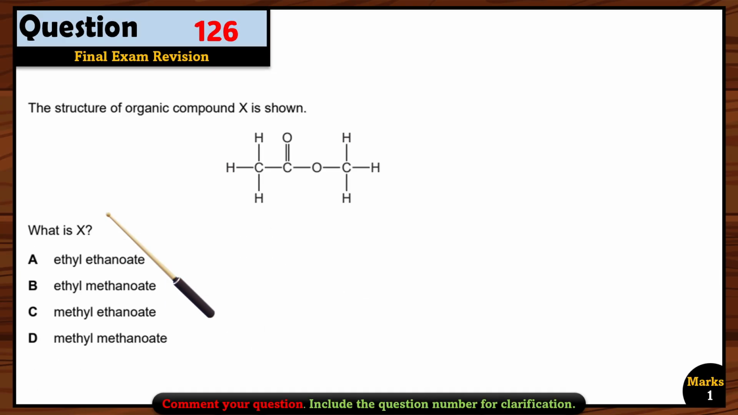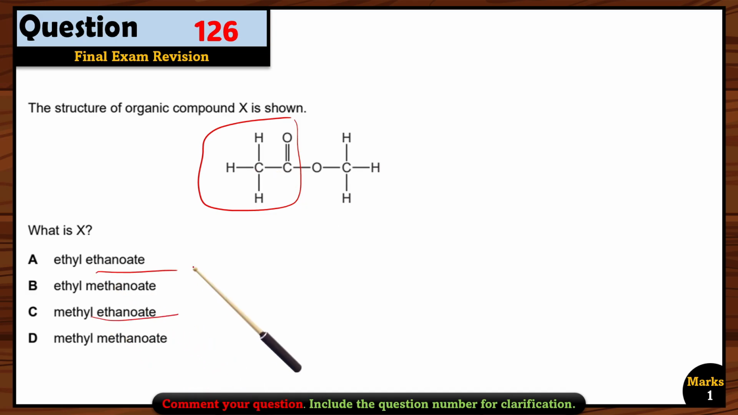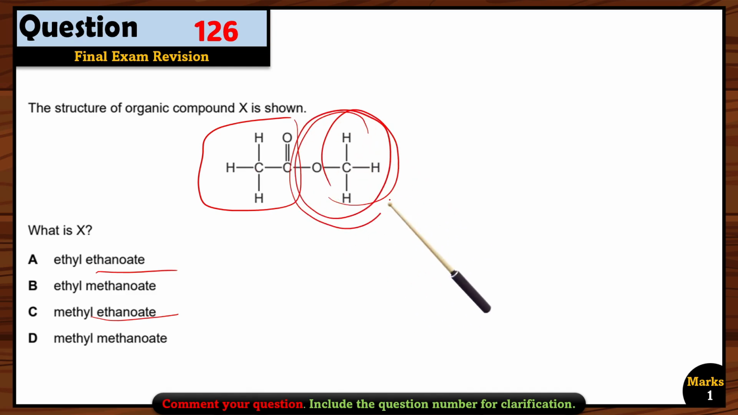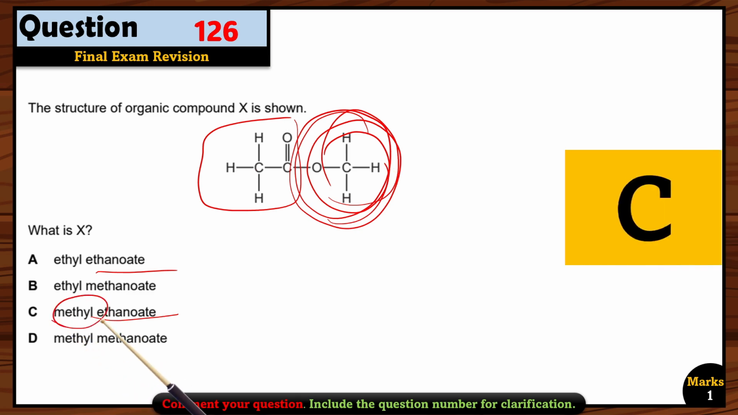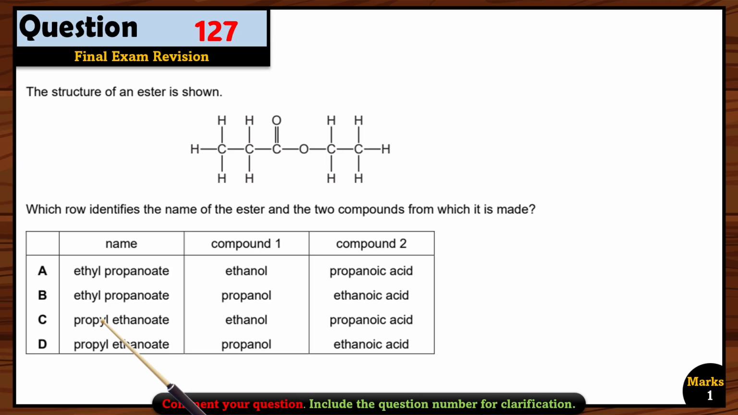Let's see question 126. The structure of organic compound X is shown here. What is X? Simply, this is your carboxylic acid. How many carbons do we have? 2. So it is ethanoate. Can you see ethanoate here? Yes. And what about this one? This is only one carbon, so it's ethyl. It is made up of alcohol. Oh, sorry, methyl, because one carbon, so methyl. So methyl ethanoate is the right option. Option C.